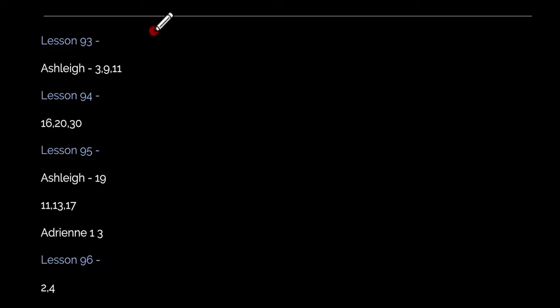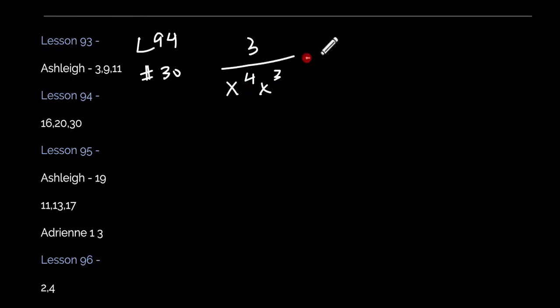Number 30. So let me just turn the page, see what that is. Ooh, this was a strange one. Lesson 94, number 30. They leave it in a weird form in the back of the book, which I guess it's okay if that's how they have it.